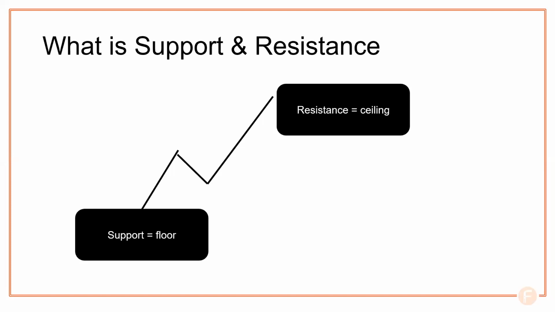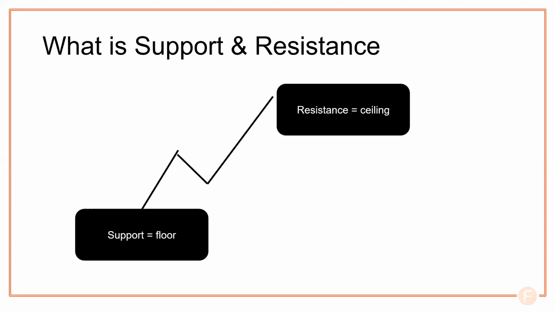So think of a bouncing ball that you bounce across the floor. What happens when you bounce it on the floor? It bounces back up, right? So your support is like that floor, where the bouncing ball bounces on it and bounces back up. Now, if you try to hit the ceiling, what happens? It doesn't go through the ceiling. It bounces off the ceiling and comes back down. So that's exactly what price does when you have a support and resistance area.